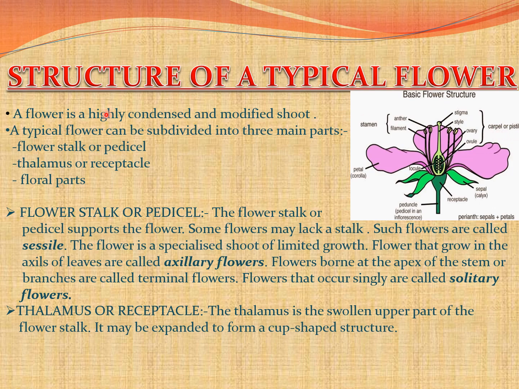Flower stalk, that is the pedicel, supports the flower. Some flowers don't have a stalk. We call them sessile flowers. Flowers that grow in the axil of the leaves are axillary flowers, and those borne on the apex of the branches are terminal flowers. Some flowers that occur singly are called solitary flowers. Next, the base, or the expanded portion of the pedicel or stalk, is the thalamus or the receptacle, which is cup shaped, on which all the floral whorls are arranged.